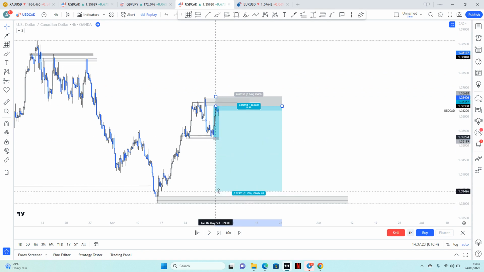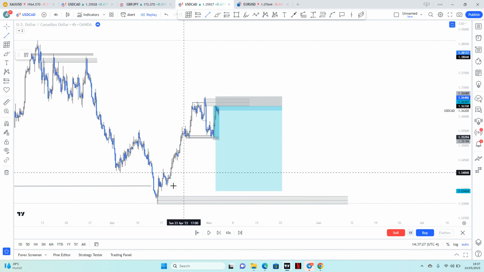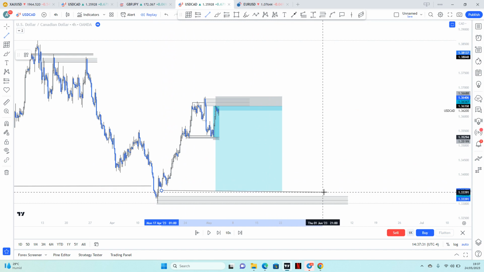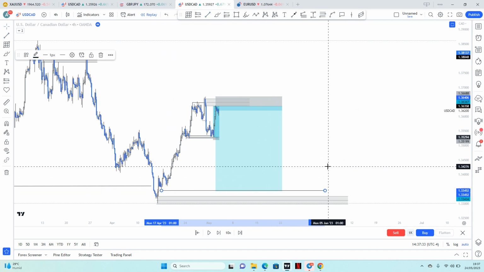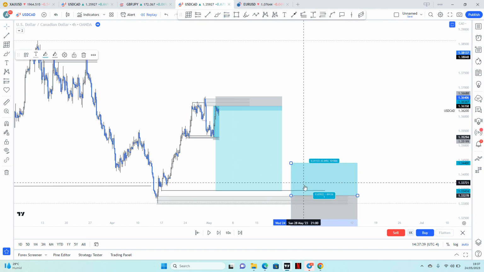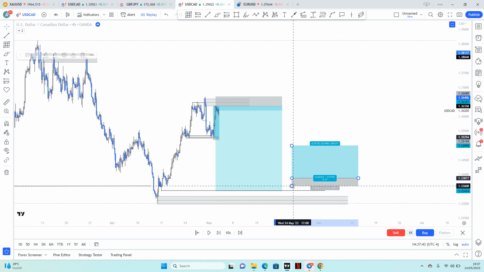Of course, this one, the next liquidity, this one, and then you can also take another buy from here because this also meets your criteria. Liquidity grab.